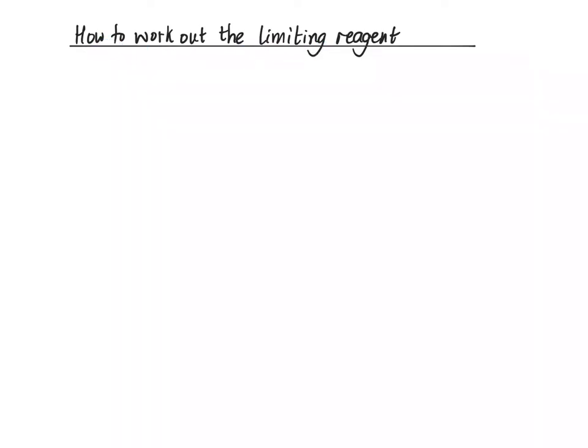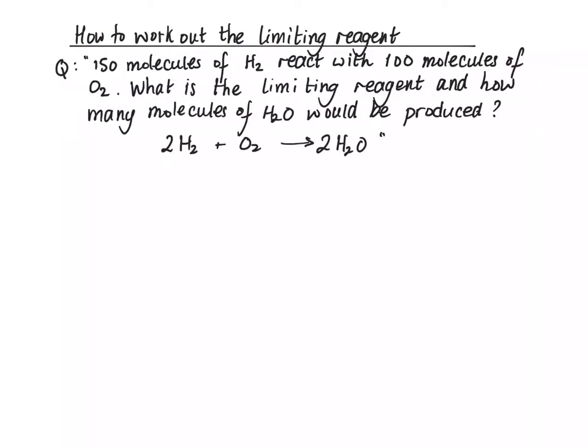How to work out the limiting reagent. So here is a typical question. 150 molecules of H2 react with 100 molecules of oxygen. What is the limiting reagent and how many molecules of H2O would be produced? And you're given the equation 2H2 plus O2 goes to 2H2O.